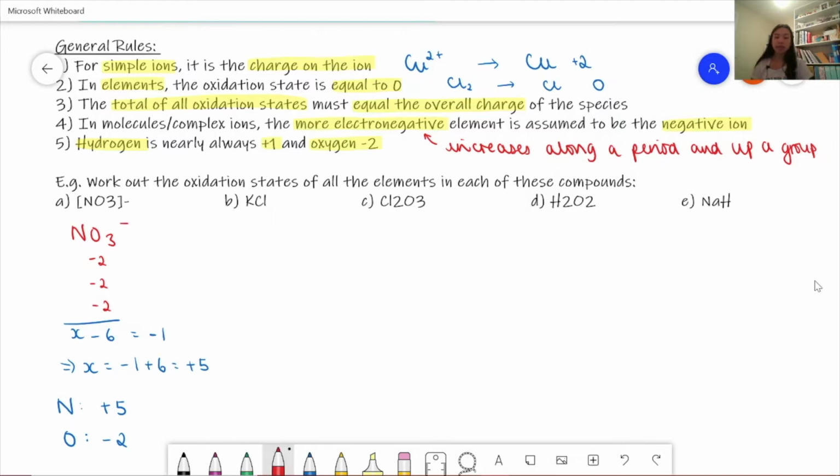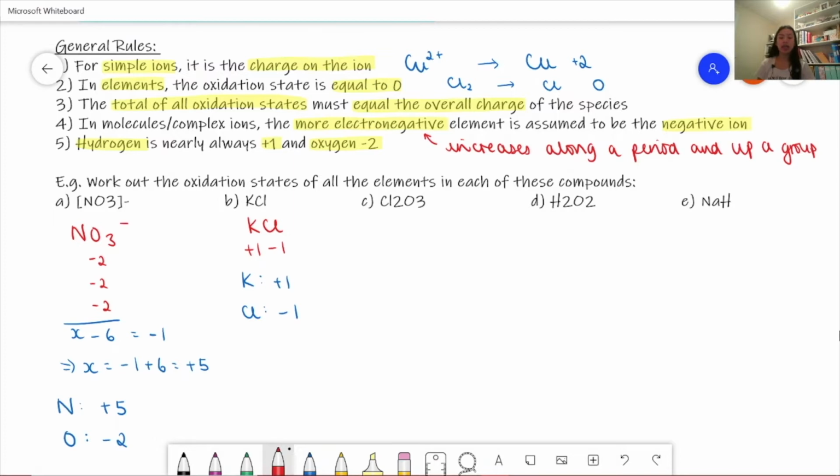potassium chloride, so we have KCl, and this time the most electronegative element is the chlorine. So we give this a charge of -1 because chloride ions are always -1. And this actually works out because potassium is in group 1, and so it forms a +1 ion. And so we have that the oxidation number of potassium is +1, and then for chlorine we have -1.